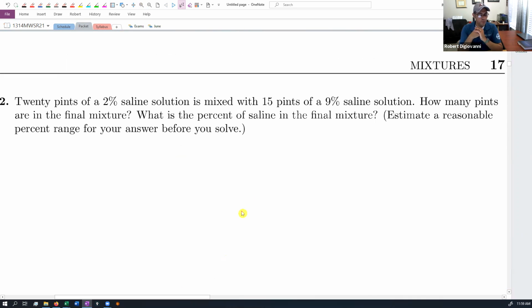"20 pints of a 2% saline solution is mixed with 15 pints of a 9% saline solution. How many pints are in the final mixture? What is the percent of saline in the final mixture?" So saline is salt. We're taking 20 pints of water where 2% of it is salt, and we're mixing it with 15 pints of water where 9% of it is salt. And at the end, we want to know how much is in the final mixture and what's the percent of salt.